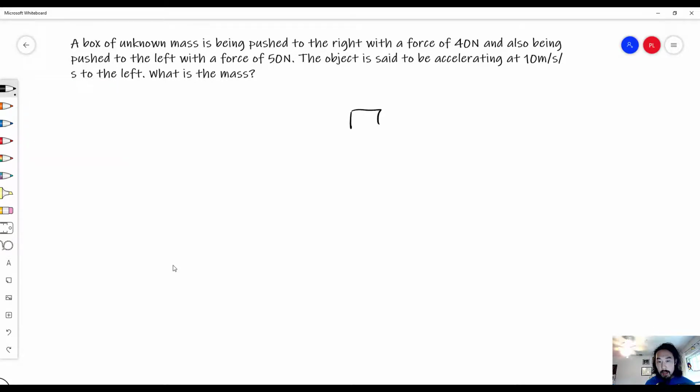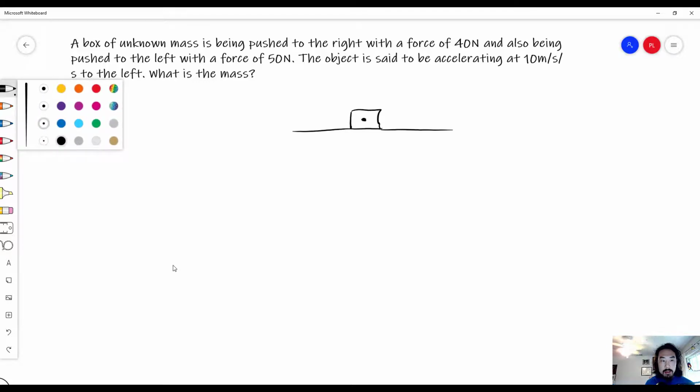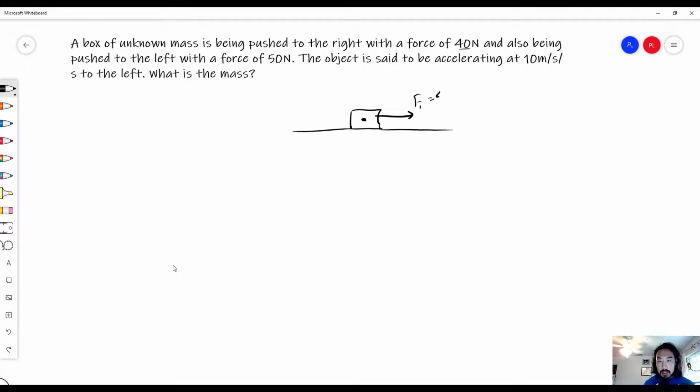Right, so in order to do this, we're going to start off by drawing a free body diagram. We have a box. That little dot represents the center of mass. I'm going to draw my force to the right, and it says that the force to the right, we'll just call this F1, is 40 newtons. I should have highlighted that. It makes it easier for me to see. 40 newtons, and it's also being pushed to the left with 50 newtons. So let's add that in. We'll call this F2.